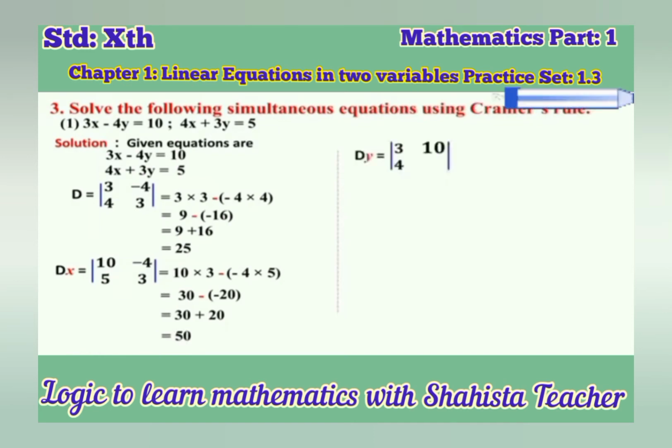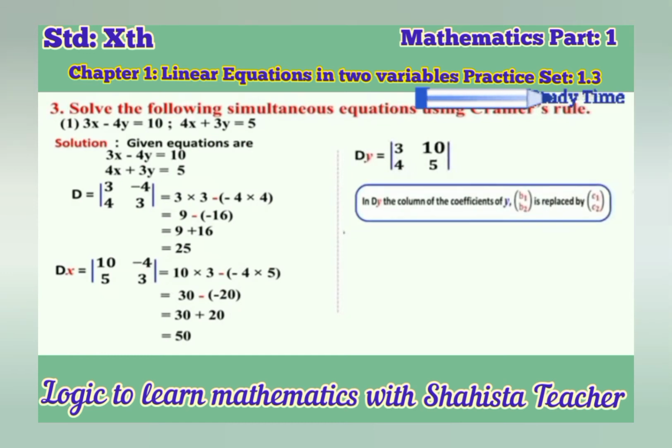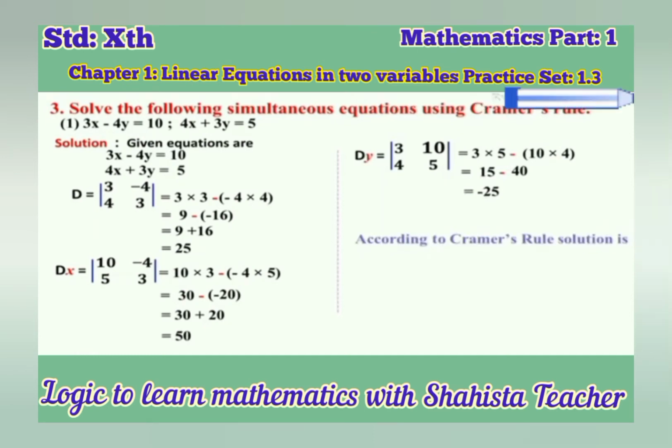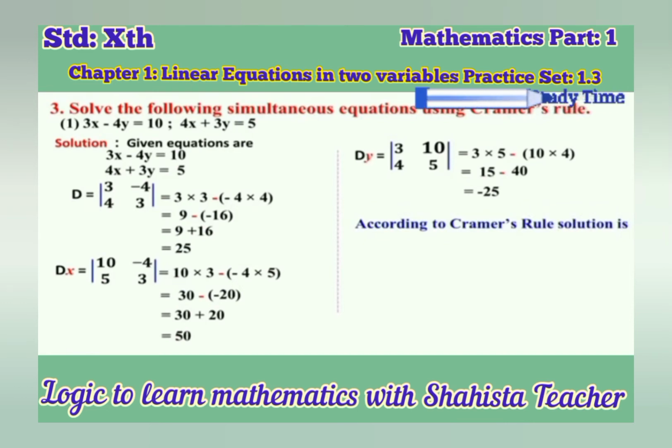Now Dy is equal to |3 10; 4 5|. In Dy, the column of the coefficients of y, where b1, b2 is replaced by c1, c2. So here 3 multiply by 5 and 4 multiply by 10. Okay, so 3 multiply by 5 is 15, minus 4 tens are 40. So 15 minus 40 is minus 25. Give here the negative sign. So Dy is equal to minus 25.